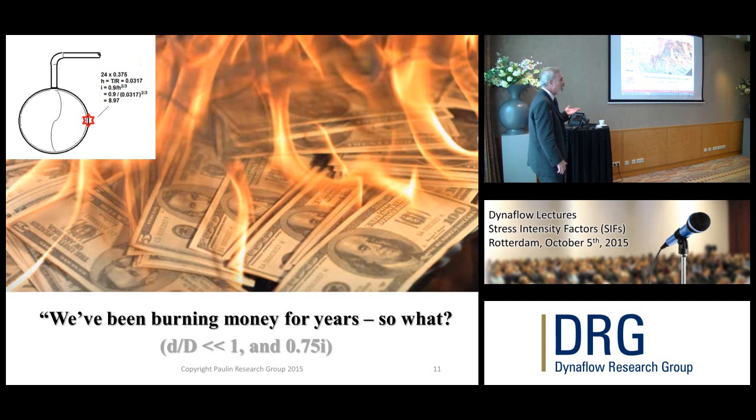Okay. And last but not least, this is probably the most important thing, and I'll show you some diagrams. The most significant implication of the new SIFs is that we've been burning money for years. People say, so what, it's conservative. But if you're 5 times conservative or 10 times conservative, and the desire is to be 2 times conservative, we're burning money. We're literally burning money, because we're rerouting pipe we don't have to.